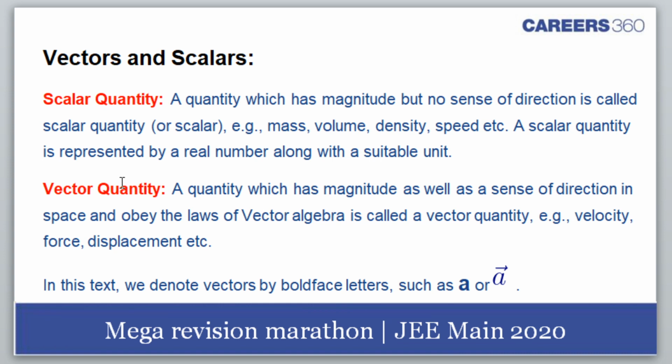That's highly important, because even though there are certain quantities which have direction and magnitude, if they don't obey the laws of vector algebra, then they are not called vector quantities, they are called tensor quantities. For example, current. Whenever you show current in a circuit, it has a direction and a magnitude, but it does not obey the laws of vector algebra. So we cannot call current a vector. Okay, let's move on.